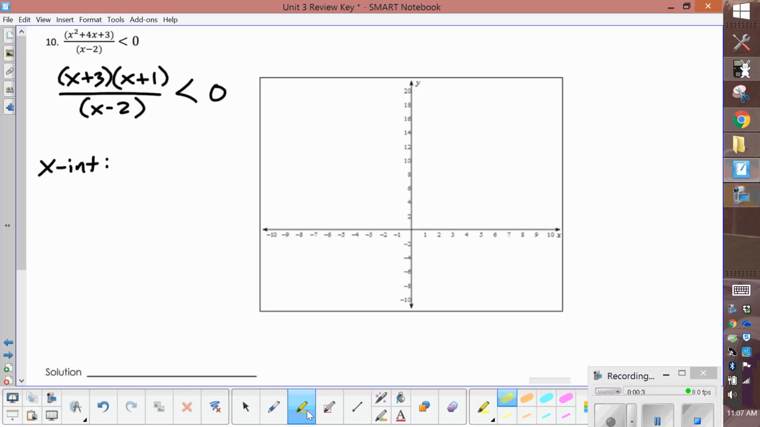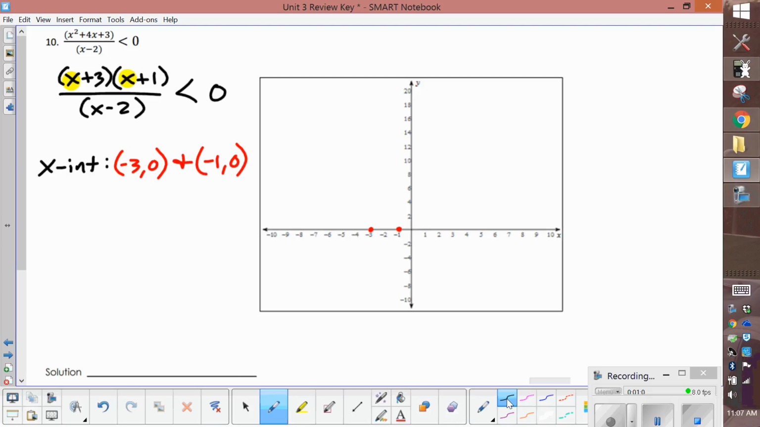And again, I'm thinking about what would produce a 0 in the numerator, right there and right there. And my answer would be negative 3 would produce a 0 in that first set of parentheses. And negative 1 would produce a 0 in that second set of parentheses. So here are my x-intercepts on the graph.